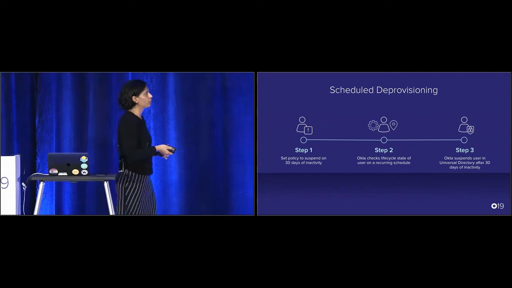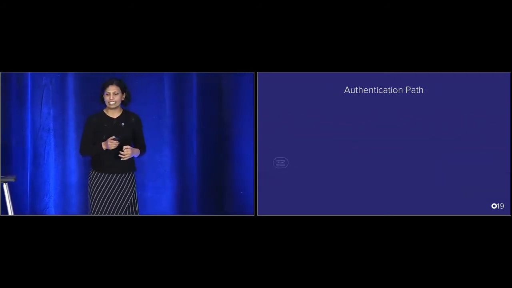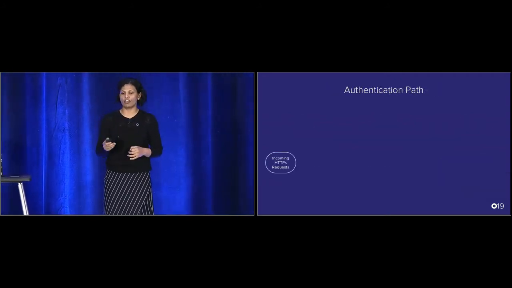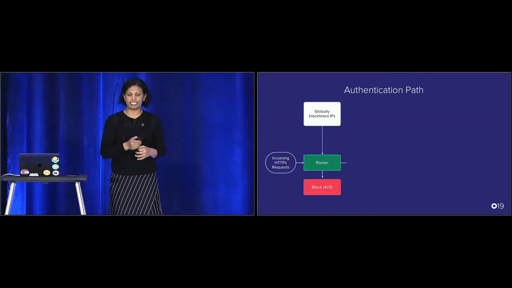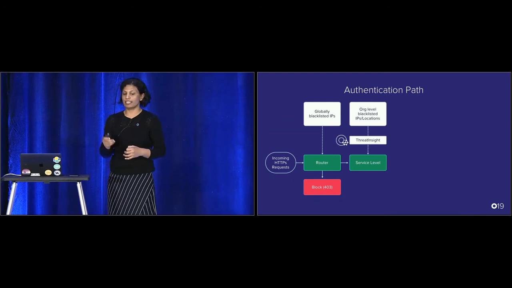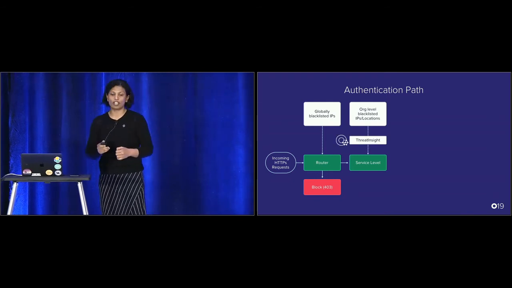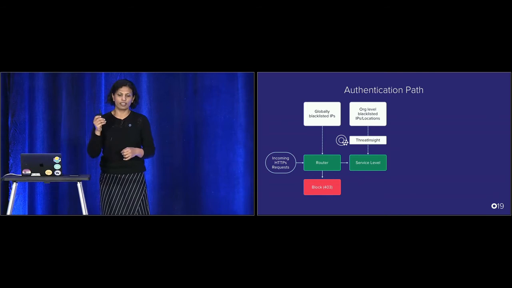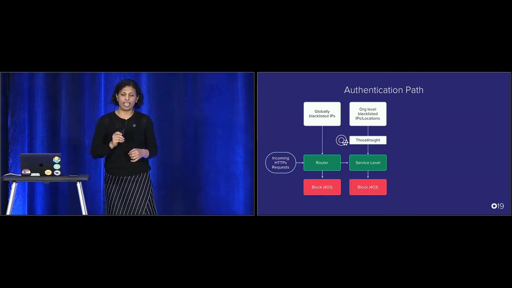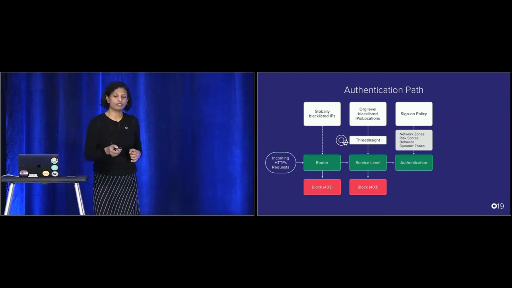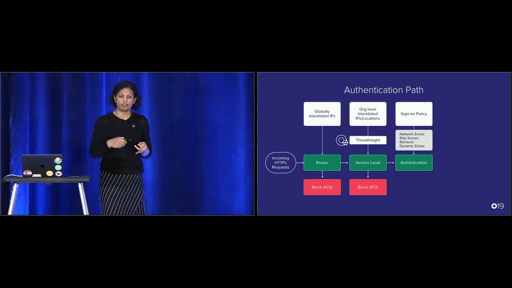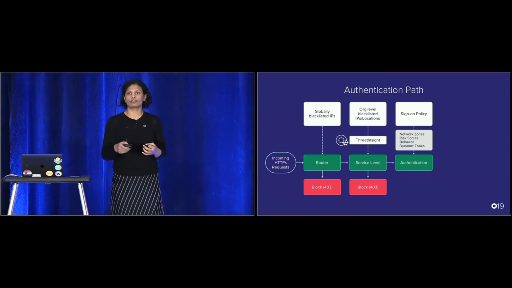So we talked about a lot of features here. Let's see where the new features come into the picture in the authentication path. Okta ThreatInsight falls under service level along with the org level blacklisted IPs and locations. Any request that goes past this level, the sign-on policy applies to those, and this is where your network zones, behavior, dynamic zones, and risk scores come in.